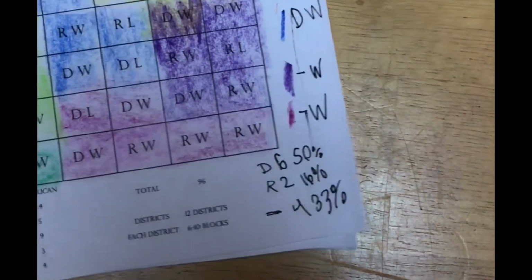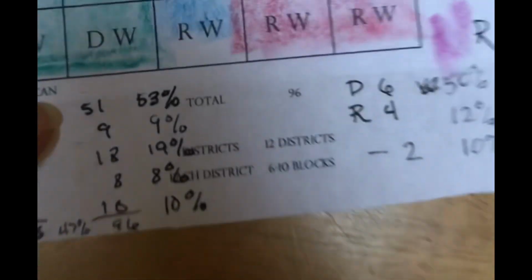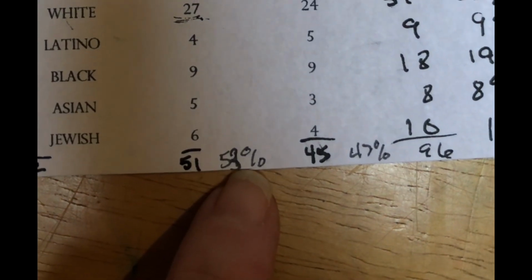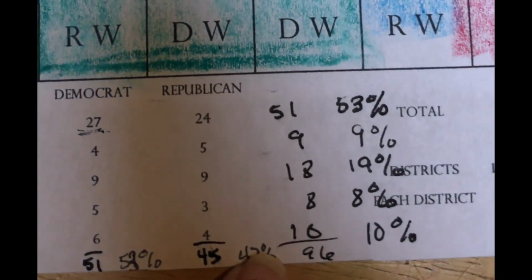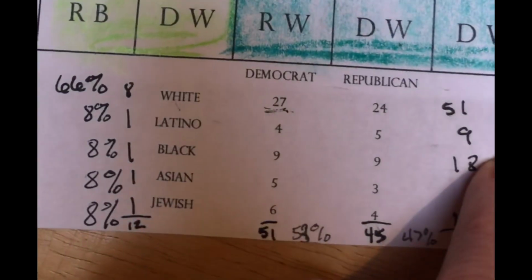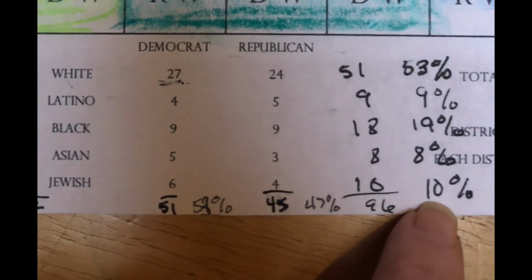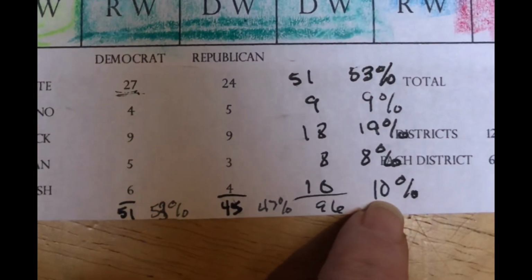Lots of math in this exercise today. We first calculated the totals. Actually, this map is our random map. The totals for each of the population, right? So this is the percent. We had 53% Democrats in our 8x12 grid, and we have 47% Republicans, and this is the demographics for all the ethnic groups. White was 53%, Latino 9%, Black 19%, Asian was 8%, and the Jewish population was 10%.